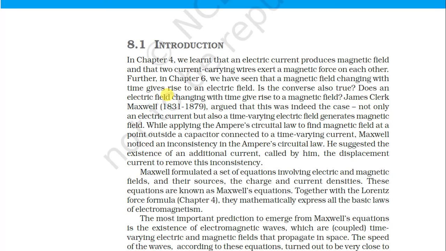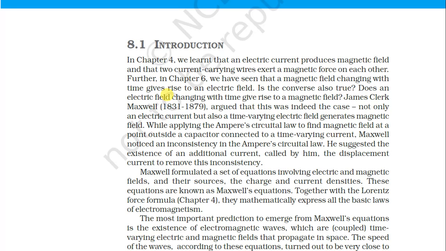Whenever current passes through any material, a magnetic field is generated in the surroundings of the material. Similarly, the two current-carrying wires exert a magnetic force on each other. We have seen that the magnetic field changes with time. We have shown induction, like in the transformer. In induction, a magnetic field is also generated.